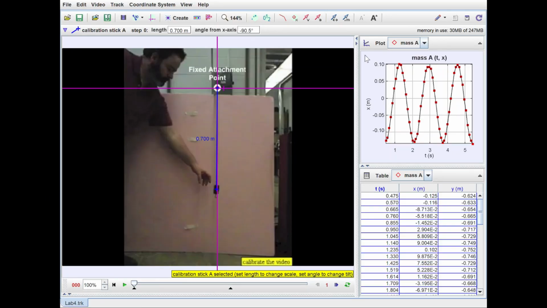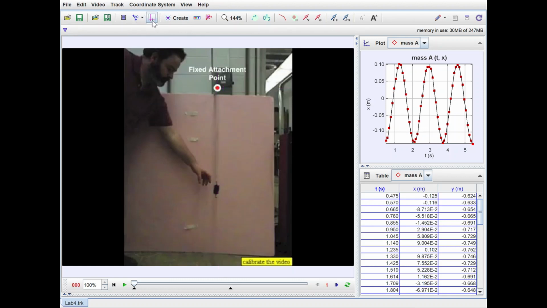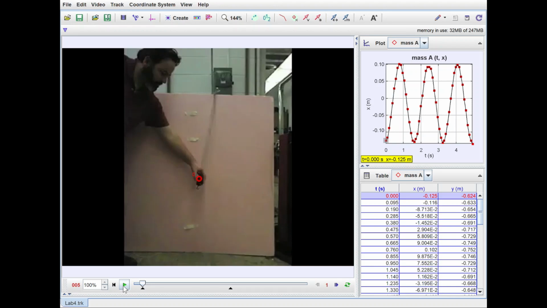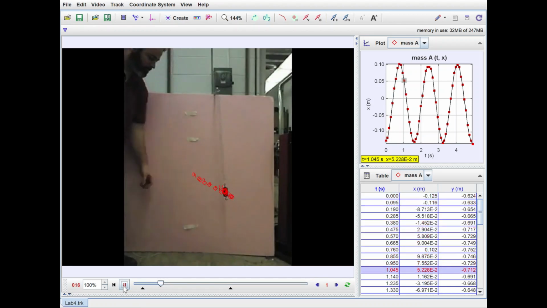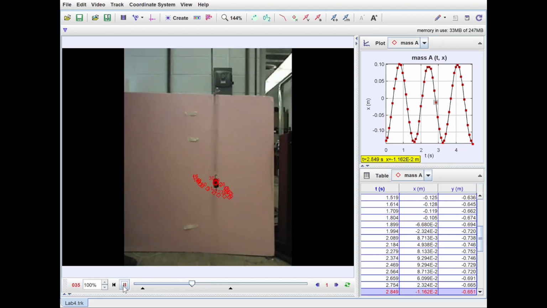First, I inputted the video given to us into Tracker. We were given that the length of the spring is 0.7 meters and that the origin should be placed at the fixed attachment point so that the direction of the spring is in the negative y direction. I then started to calculate the center of the mass when the man first released it from his hand at frame 5. I kept calculating it for 3 full oscillations.